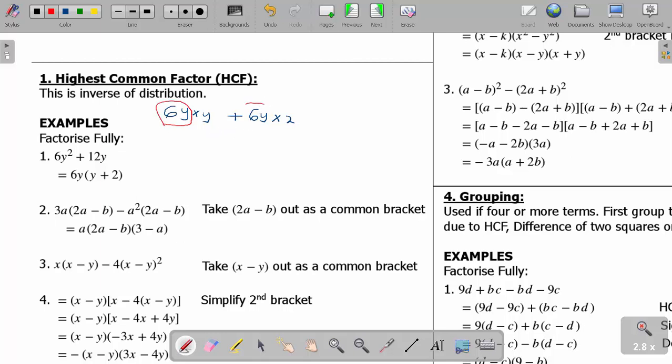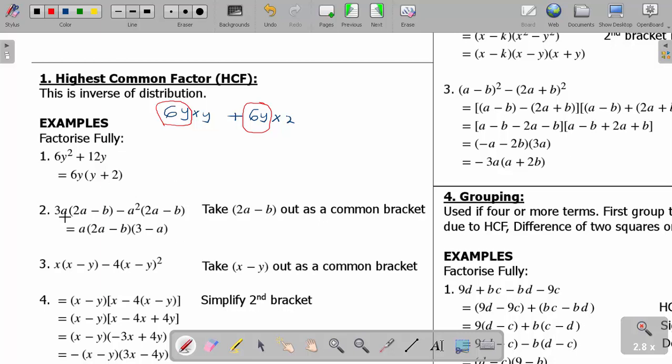Then 6y is here as well. Because it is common, I'm going to factor it outside the brackets. It's going to be 6y, open brackets, left with y, then plus 2. That's how we factorize. Are we together?